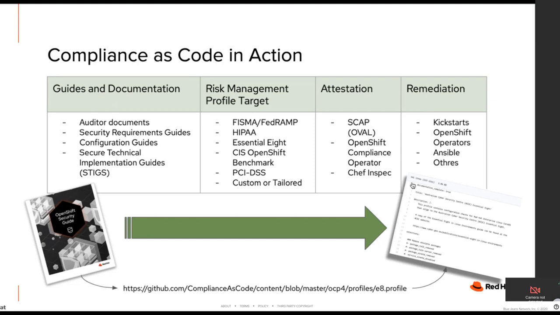So on the next slide, we talk about the process. And going from left to right, this is typically how it goes. So you'll see on the left guides and documentation. This could be auditor docs, security requirement guides. In the DoD space, we call them SRGs. Just general configuration guides on how to secure the system or make changes that are not necessarily related to security, but need to be accounted for. And then you have properly published and blessed what we call STIGs, these secure technical implementation guides.